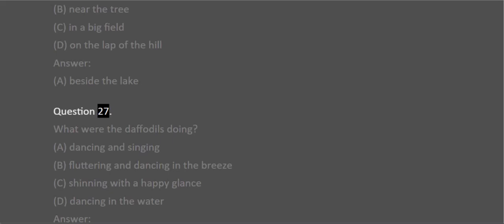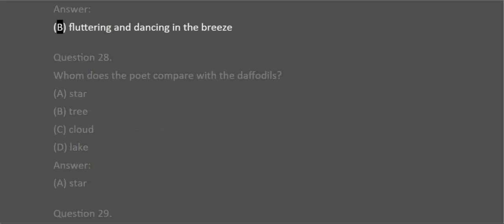Question 27. What were the daffodils doing? A. Dancing and singing. B. Fluttering and dancing in the breeze. C. Shining with a happy glance. D. Dancing in the water. Answer. B. Fluttering and dancing in the breeze.